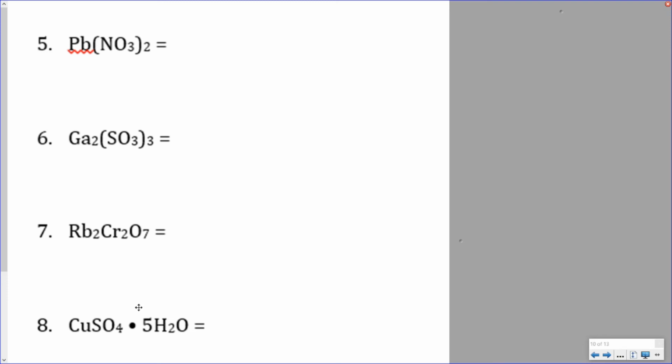A really common mistake, so if you don't get this one correct, is this. We're used to that notation meaning multiply. We're not going to multiply here though. This means you have copper sulfate and 5 molecules of water attached to it. So this, when you're calculating molar mass, is going to mean add. So you're basically going to add the molar mass of this and the molar mass of 5 molecules of this together to get what the final answer should be. So please don't multiply here. Common mistake.